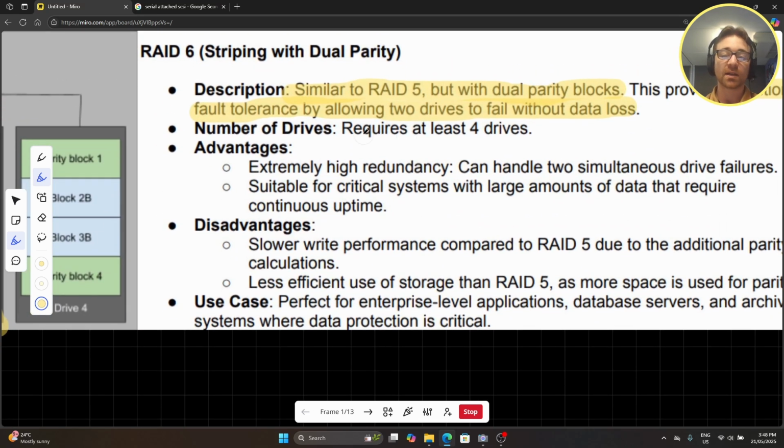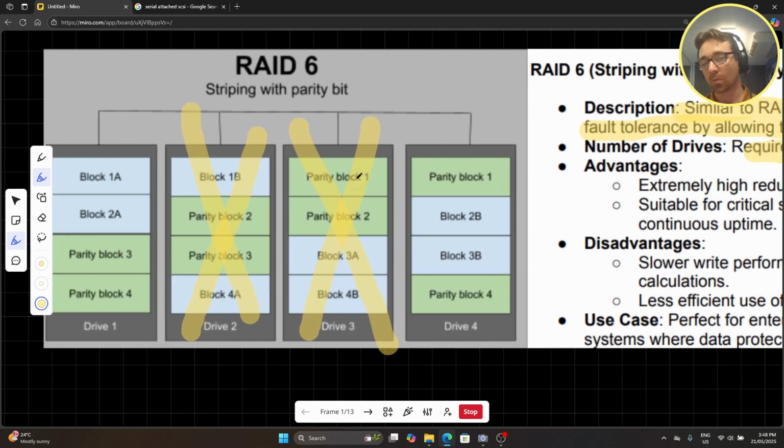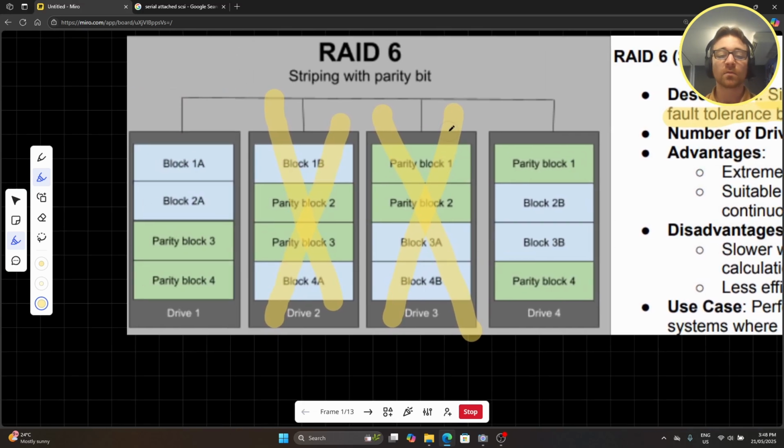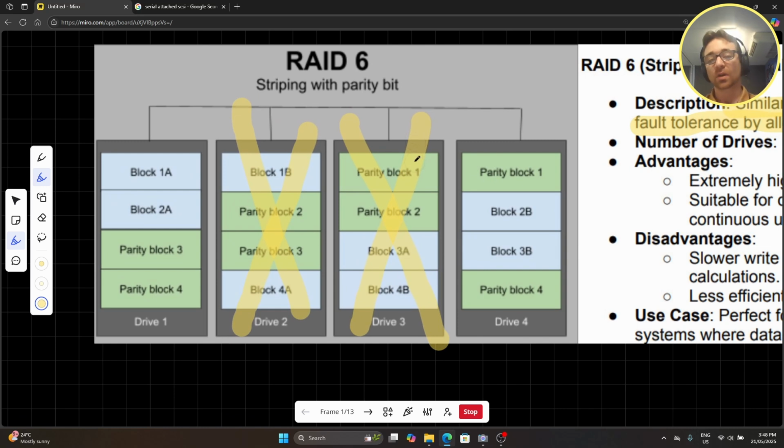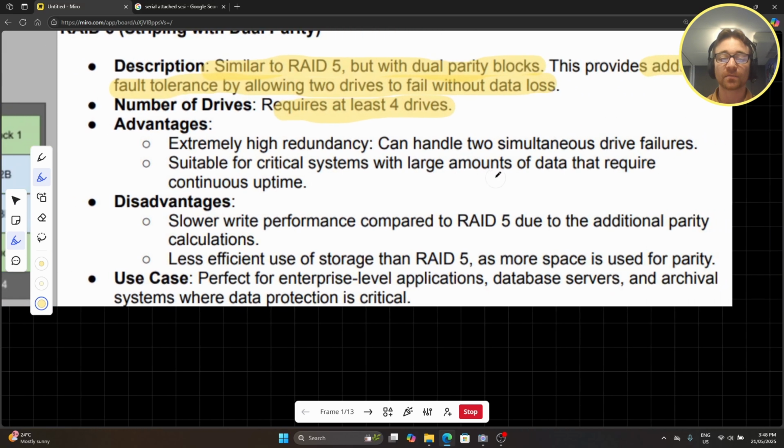You also need at least 4 drives for this one though, okay? So it is going to be even more expensive for that same outcome, right? But you can afford 2 drives to go down. So it adds additional fault tolerance, but it is going to be a little more expensive, okay?